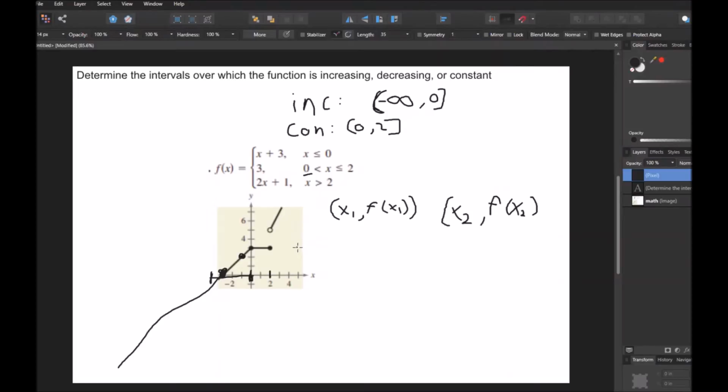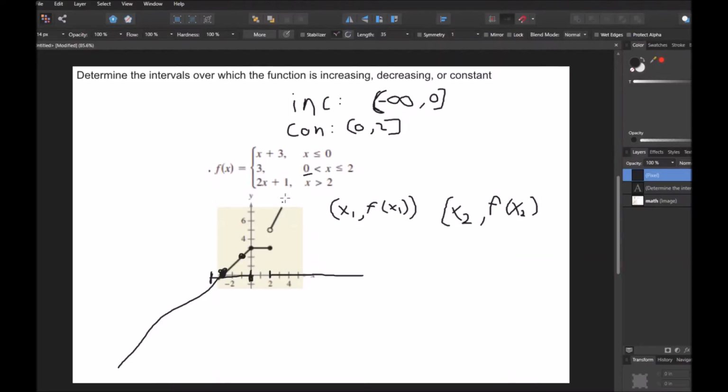Another way you could check your answer is just by plotting points. So for example, if I plot 1, well, that's between 0 and 2, so that would be 3. And then if I plot 2, well, 2 is equal to 2, so it'd still fall under this function, so it'd be 3. So it would be constant, and you could get the answer from that, if that makes any sense. Now for the last and final interval, from 2 to basically infinity, because it would go beyond this.